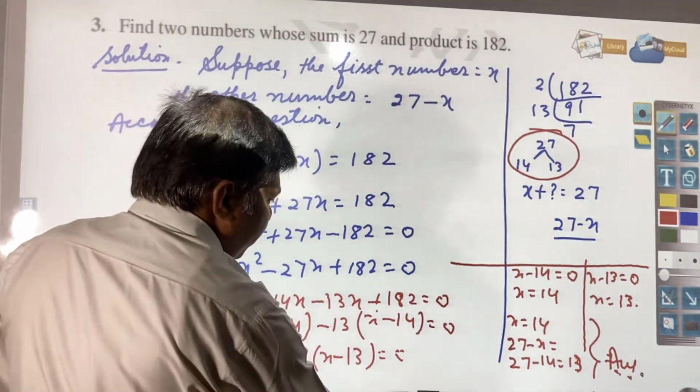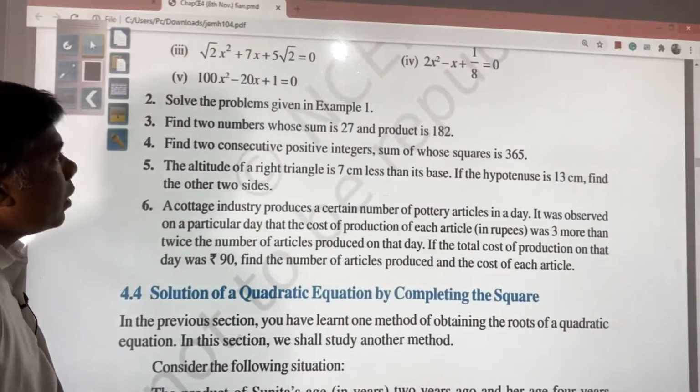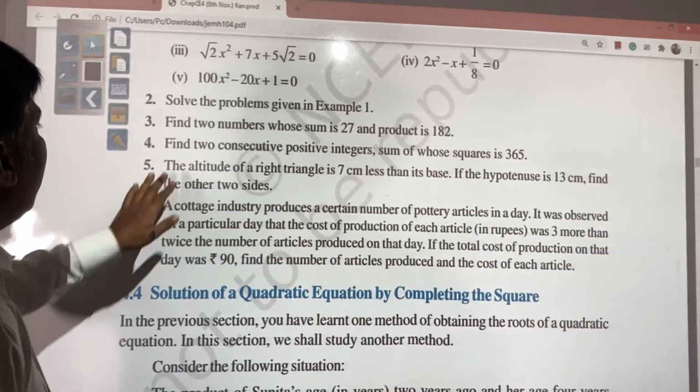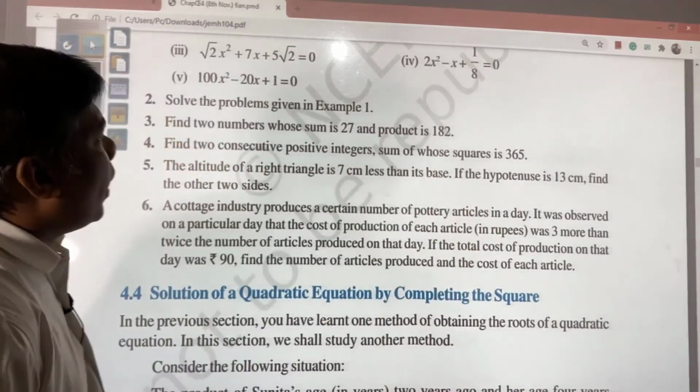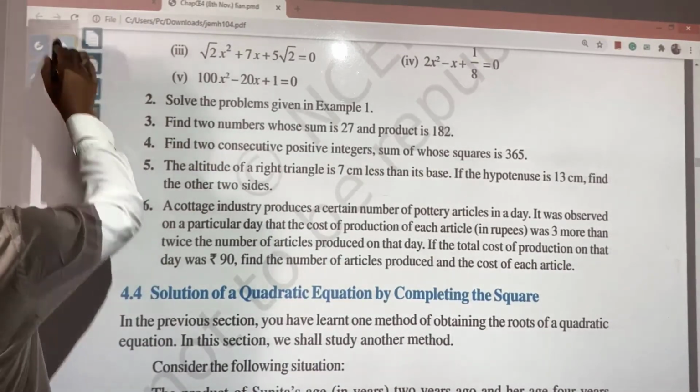Next we will see. Next question we have: find two consecutive positive integers, the sum of whose squares is 365.